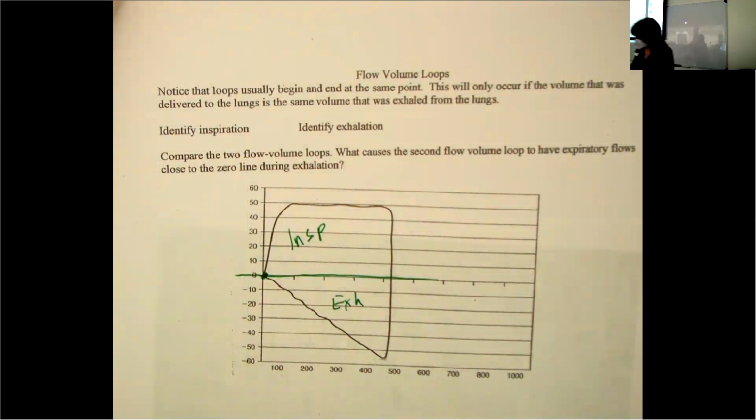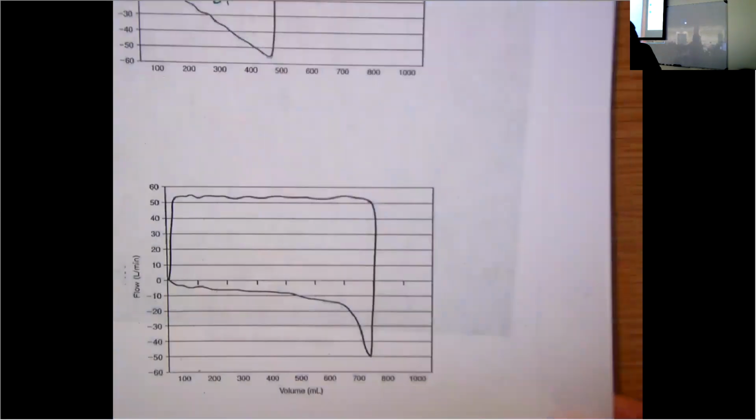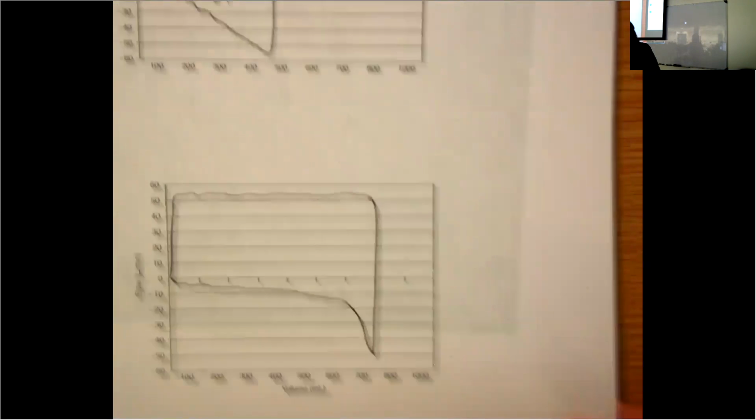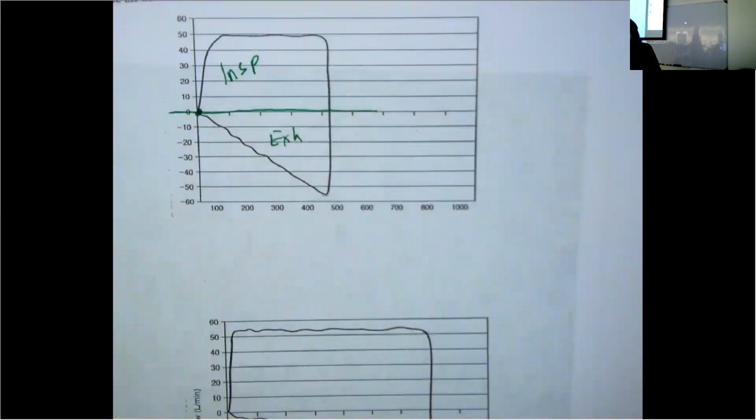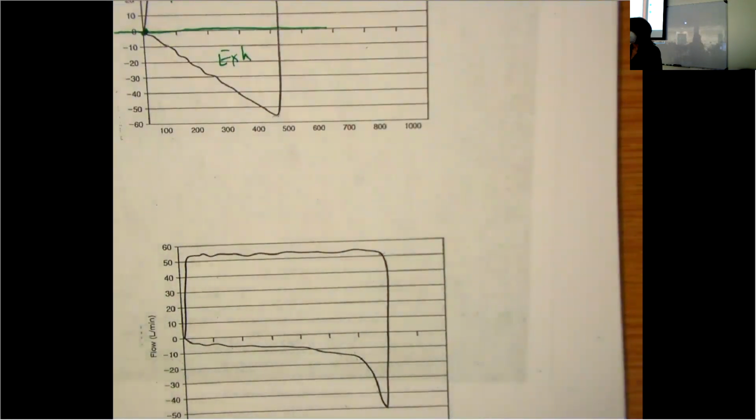Okay, and then when he wants us to compare these two flow volume loops, can you see just by visualizing how they look different from each other? The top part looks the same, so the inspiration looks the same, but the exhalation looks really different from each other. Why is that happening?